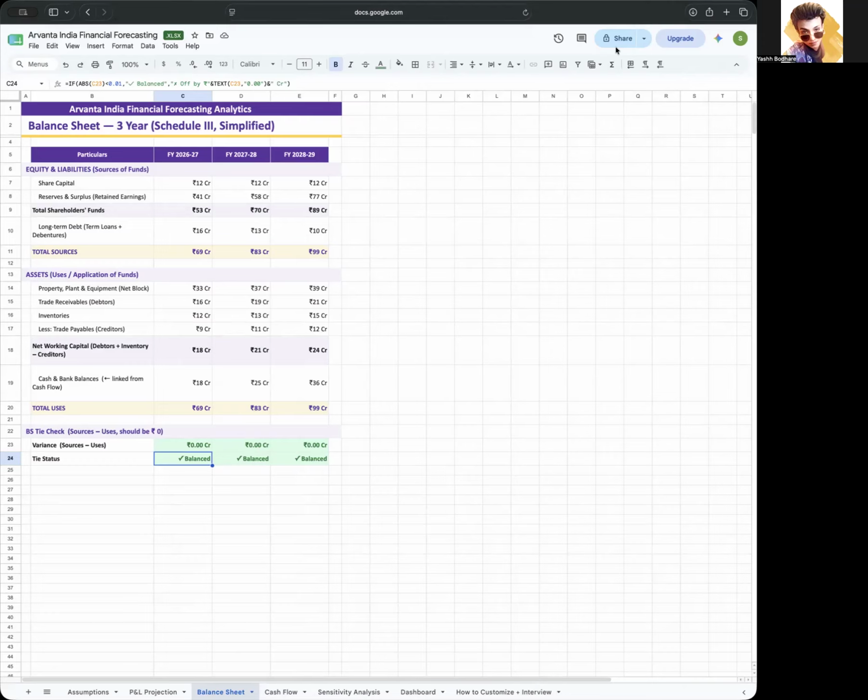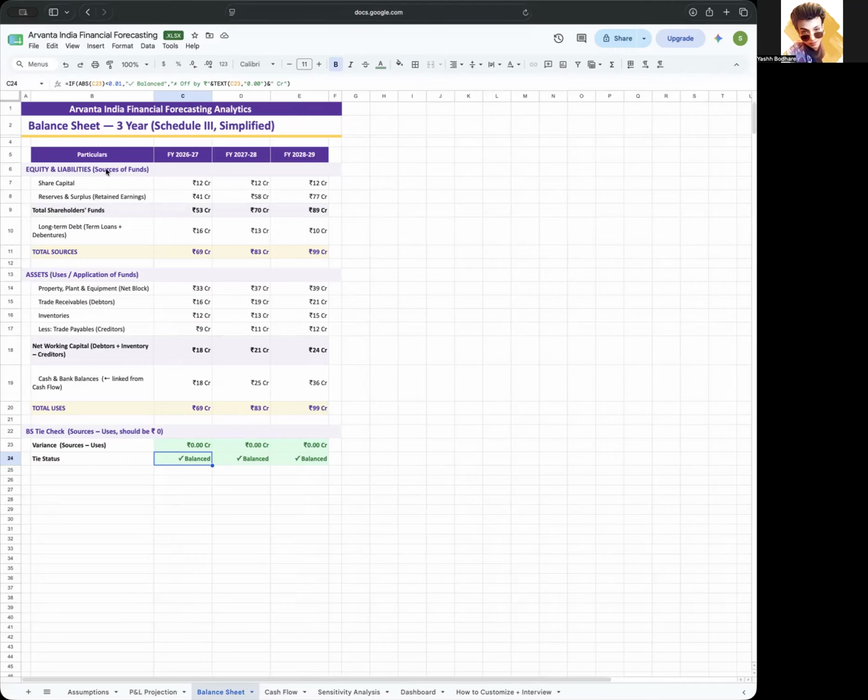That's why the balance sheet is divided into two major sections. On the left, we have equity and liabilities, which represents the source of funds. On the right, we have assets, which represents the use or application of those funds. Now, one of the most important accounting principles is that the total sources must always equal the total uses. That's exactly what we'll verify at the end of this sheet.